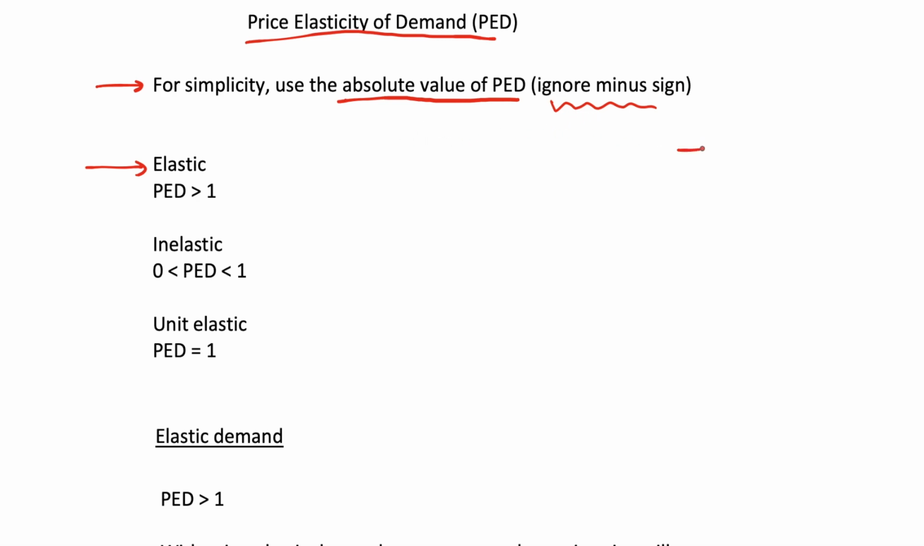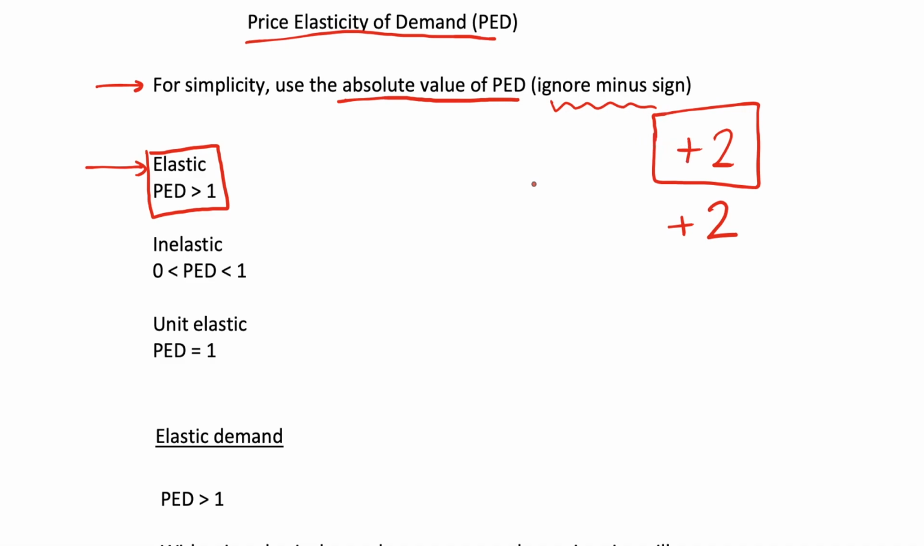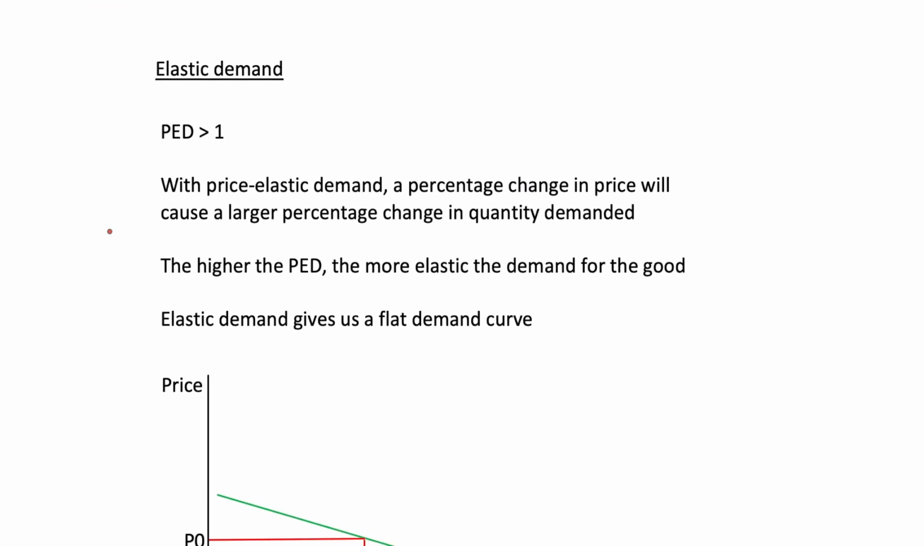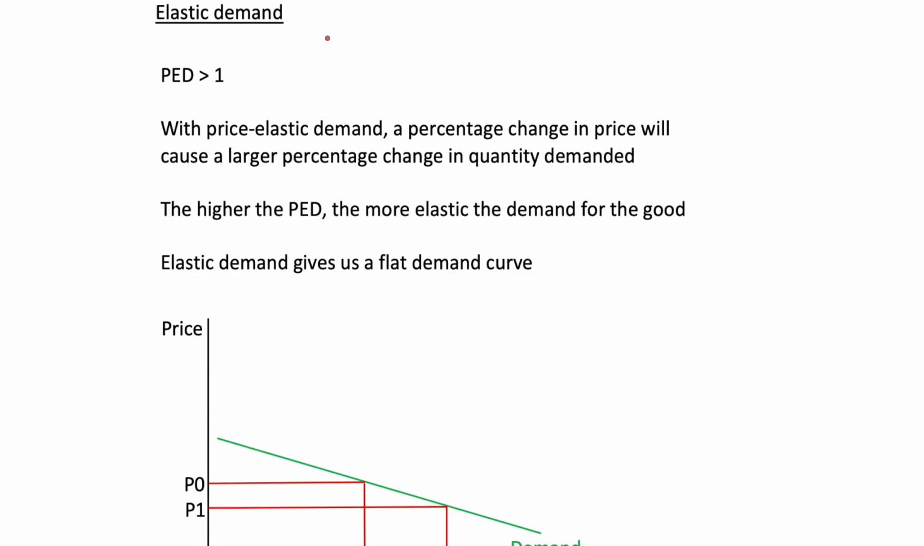So, say a PED of -2 and a PED of +2, these are still going to both be elastic demand, even though one is negative and one is positive. And why are these elastic? Well, because we define elastic demand as a price elasticity of greater than 1. And so -2 isn't greater than 1, but we're only talking about the absolute value. So the absolute value of -2 is still going to be +2, which is greater than 1. So let's look in a bit more detail at this elastic demand.